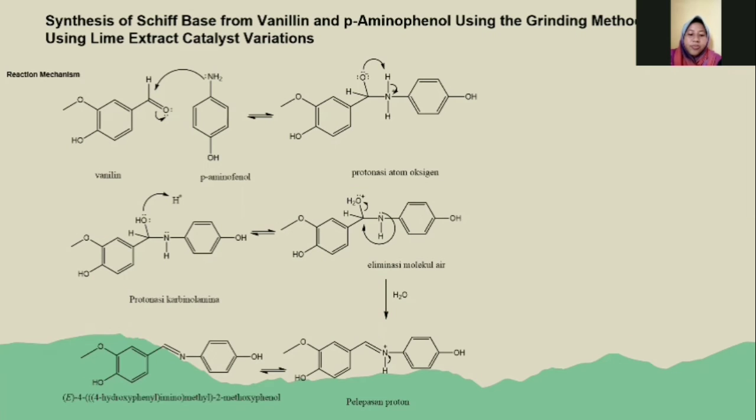The reaction between vanillin and p-aminophenol above involves an electron handover reaction. Vanillin acts as an electrophile and p-aminophenol acts as a nucleophile. The carbon atom in the vanillin aldehyde group is electropositive, resulting in the vanillin aldehyde group being more reactive and easily attacked by a nucleophile. Next.